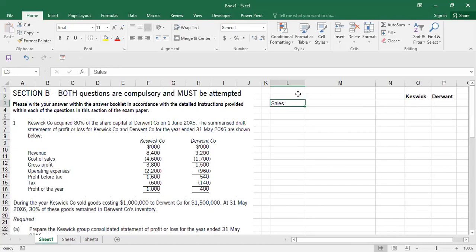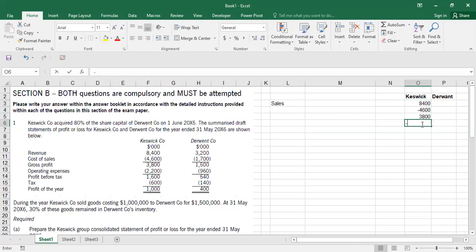Let's read the question. It says Cashback company acquired 80% of the share capital of Derwent on 1st June 2005. The summarized draft statement of profit or loss for Cashback and Derwent for the year ended 31st May are shown below. Revenue, cost of sales, gross profit, operating expenses. In exam, you don't need to write down everything, okay? But I'm just writing it here for the sake of calculation. We actually do not need to do that, but I'm just putting it here.